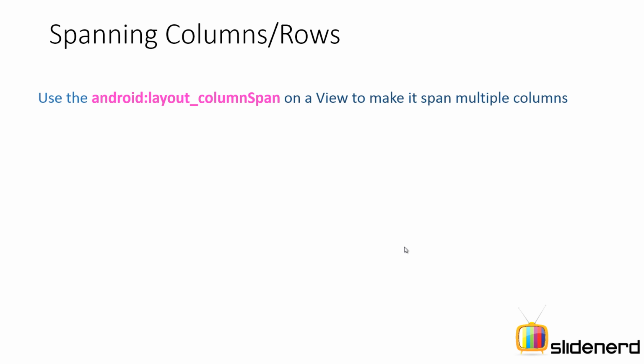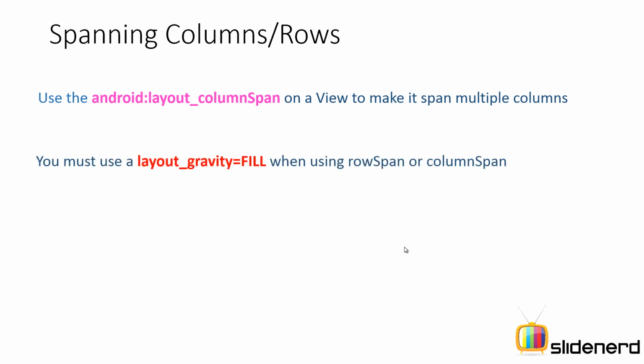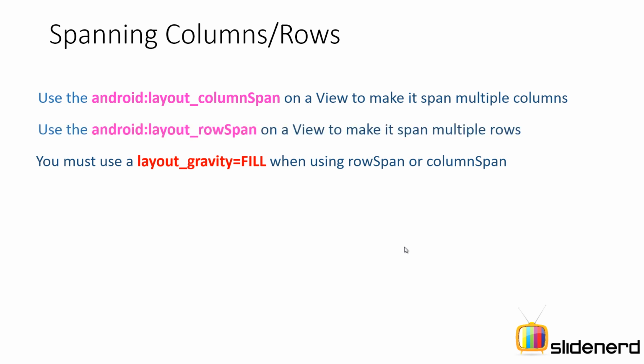Alright, so here you can use your Android layout column span to make a view span multiple columns. In other words, it will take more than one column for its width. And then you can use the layout gravity equals to fill for using row span and column span. If you don't use this attribute, you don't see the effect of the column span and row span, to be honest with you. And then you have the layout row span to make it span multiple rows. So let's actually see with examples how to make a view take multiple columns, and how to make a view take multiple rows.